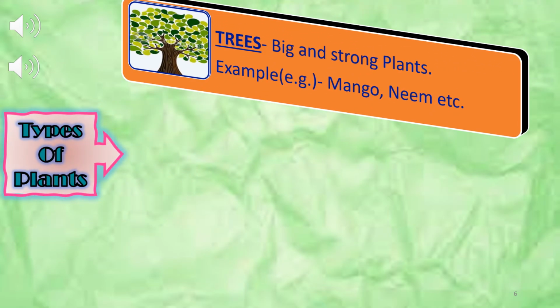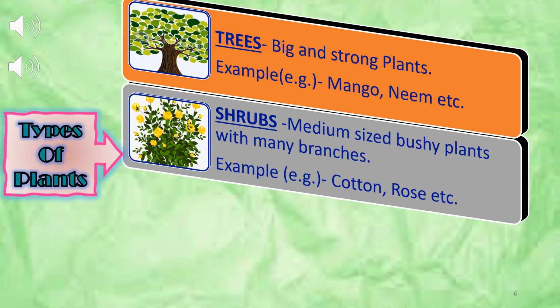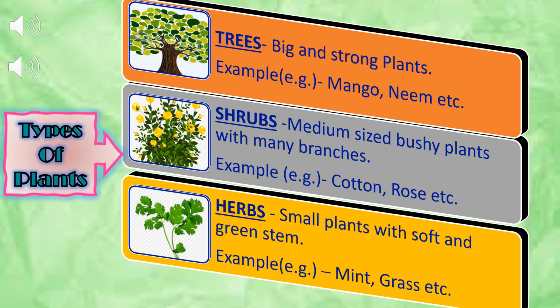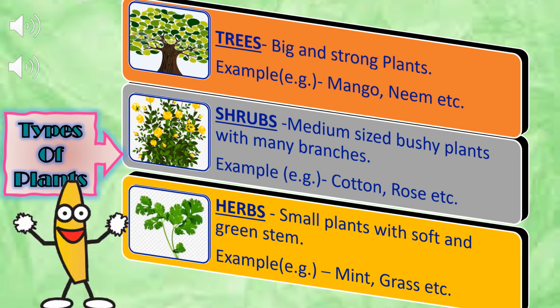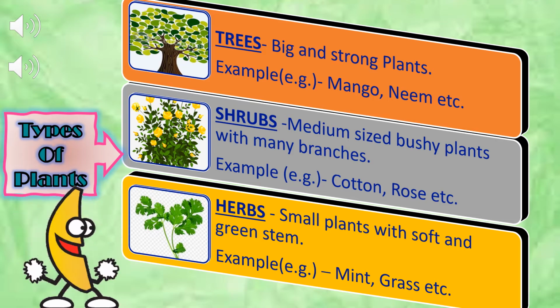Okay, children, so let's bring all the different types of plants together. Kind of a quick recap. So what did we learn? We learned that trees are big and strong plants. For example, mango, neem, etc. Then, shrubs. Shrubs are medium-sized bushy plants with many branches. For example, cotton, rose, etc. And lastly, herbs. Herbs are small plants with soft and green stem. For example, mint, grass, etc. It was so much fun learning the names of these groups of plants, isn't it, children? Yeah. And you know what? This was the secret that I had mentioned in module number 1 that I wanted to share with you.